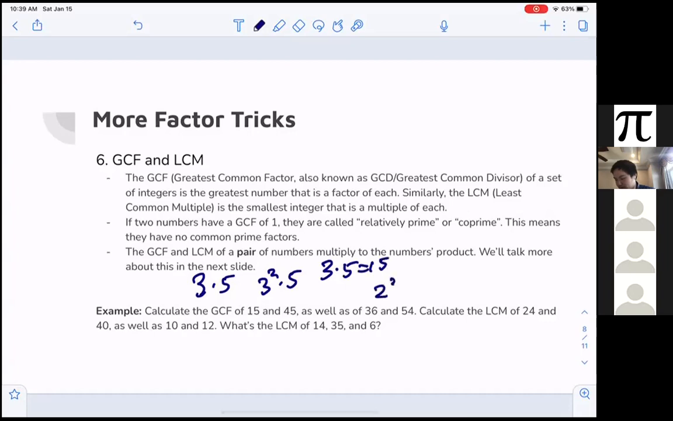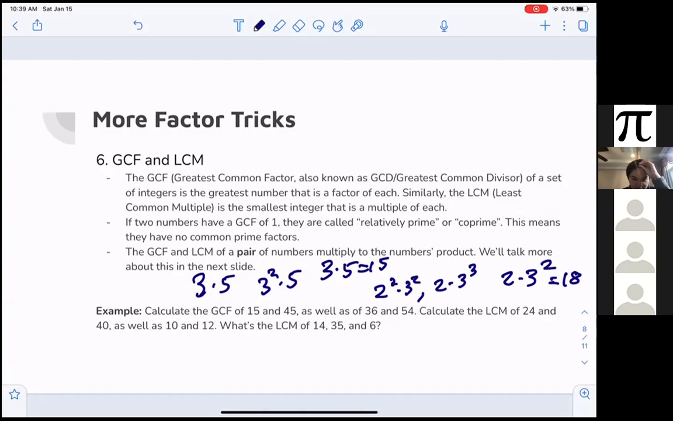36 is 2 squared times 3 squared, and 54 is 2 times 3 cubed. Now, for the GCF of these, take the minimum exponent of 2, which is 2 to the 1, and the minimum exponent of 3, which is 3 to the power of 2. That gives 18.